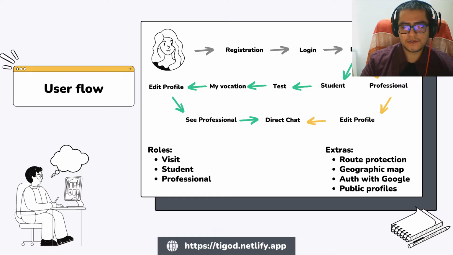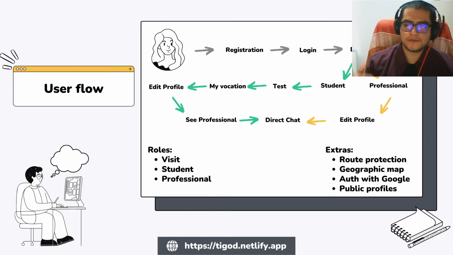In the application, there are 3 roles. The first is the visit role. This role only can see the professional profile because it's public. If you want more, you want to register like a student or professional. You have to register, then log in, and then define your role.